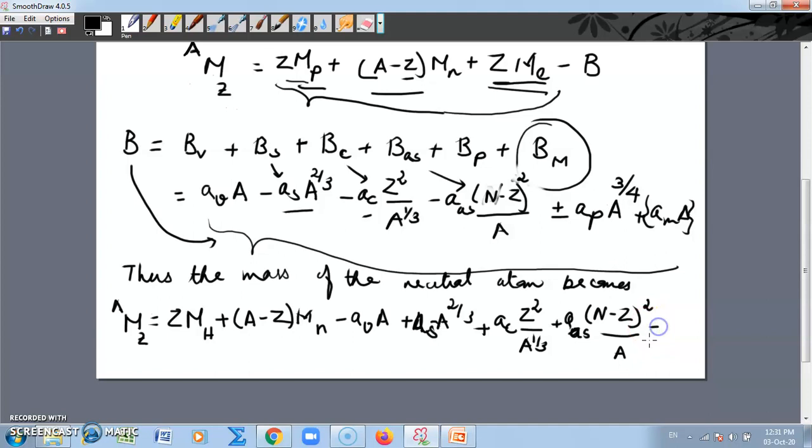It becomes minus plus AP A to the power 3 by 4, neglecting the magicity term. So this is the whole semi-empirical mass formula. If you are asked about the semi-empirical mass formula, you have to do this one, and then let's move on to newer things.